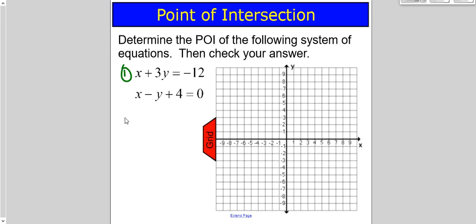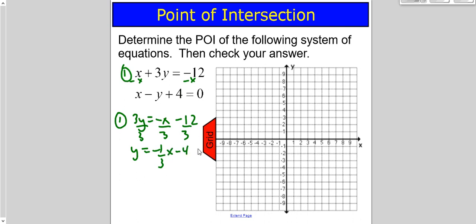So I'm just going to rearrange this, and so I'll go one right here. I'm going to subtract x from either side. So that gives me 3y equals negative x minus 12, and divide by 3 to everything, and y equals negative 1/3 x minus 4. Okay, so this tells me I have a slope of negative 1/3, and I have a y-intercept at negative 4. So negative 4 is down here.